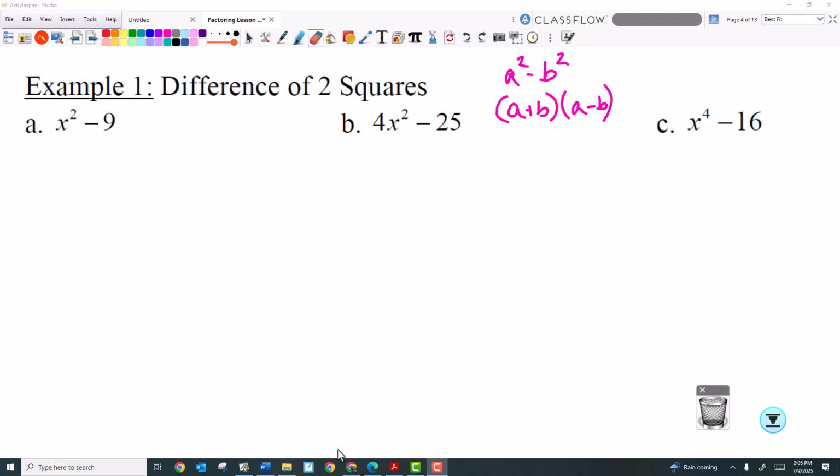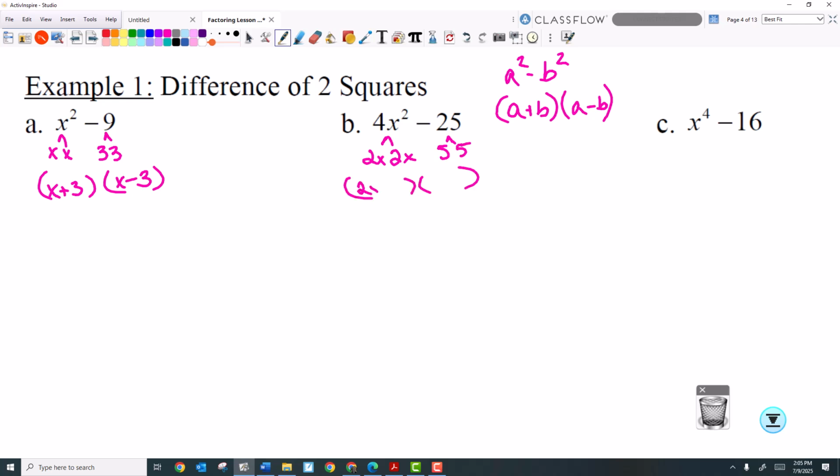Okay, so let's just go ahead and dive right in. So you have x squared minus 9. That is a difference of two squares, because if you break that down, that's x and 3 and 3. So that factors into x plus 3 and x minus 3. The second one, if you break that down, you get 2x and 2x, and then you get 5 and 5. So that's 2x plus 5 and 2x minus 5. It's as easy as that.